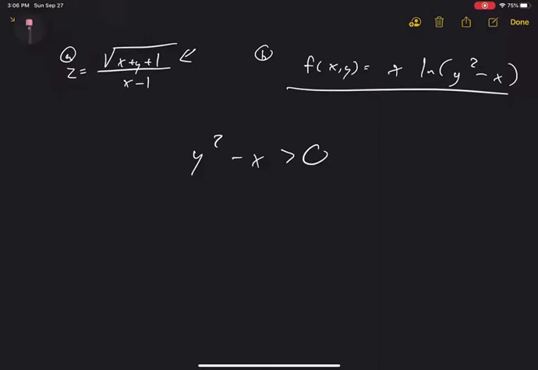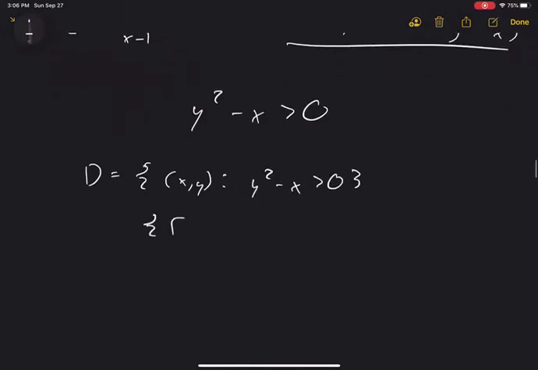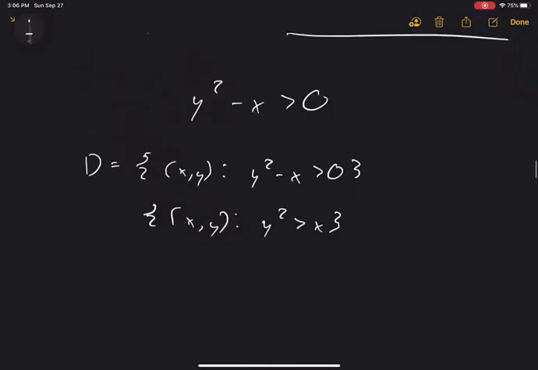So if all we had to do was write that set notation, we could say our domain is the set of x and y's such that y squared minus x is greater than 0, which we could also write as such that y squared is greater than x. What if we were told to graph the domain?